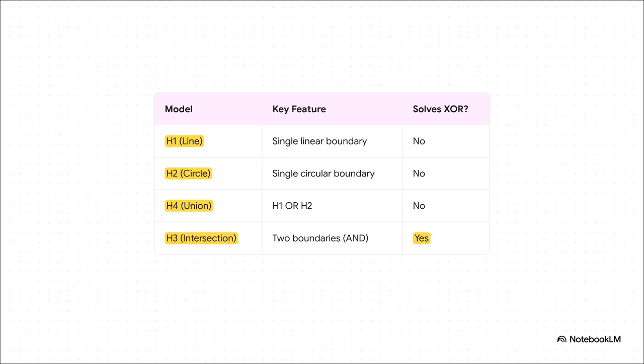H1, the line, H2, the circle, and H4, their OR combination, they all hit the same wall. They just didn't have the complexity to solve XOR. But H3, the intersection model with its powerful AND logic, yeah, it sailed right through. It's in a totally different league.